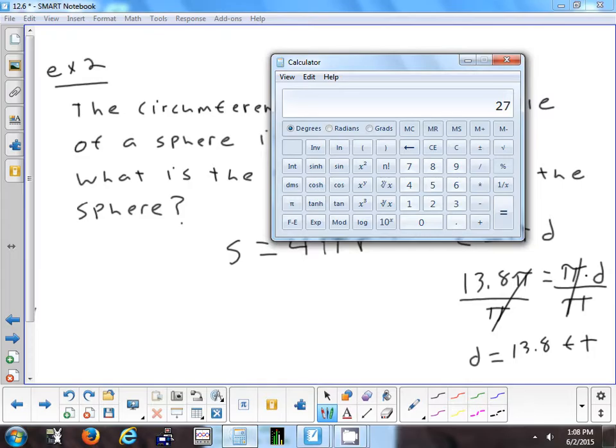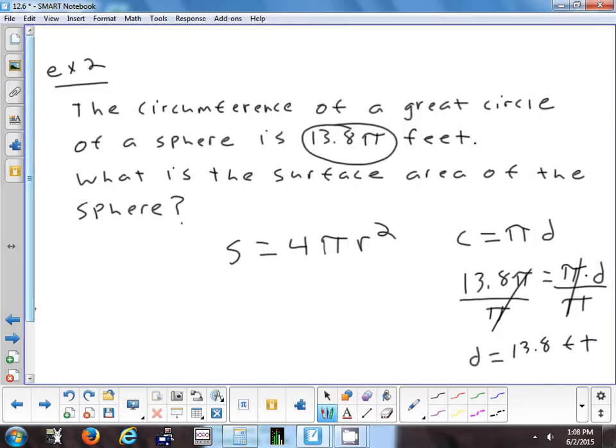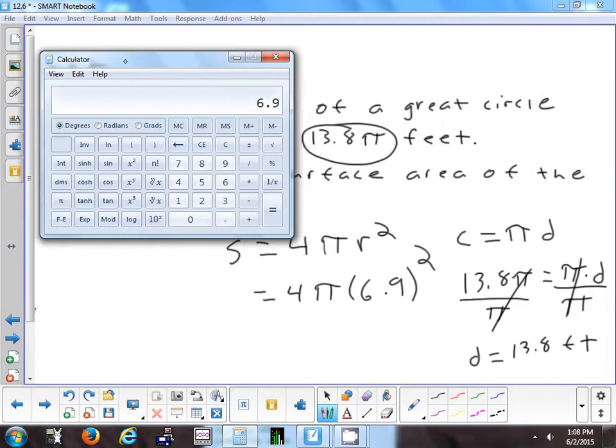Now, can I just plug 13.8 into my formula? What do I have to be careful of? Right. This is the diameter, okay? So if this is the formula you used, you just found the diameter, you're going to take half of it. That's your radius. Okay, so the radius is 6.9 feet. Now we're good. Just do out your problem.